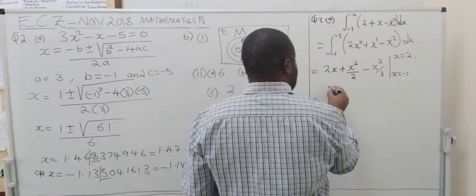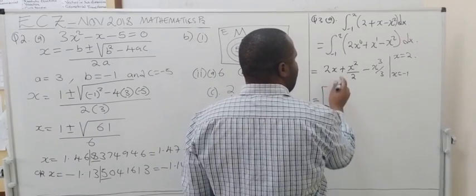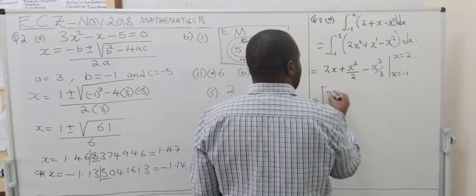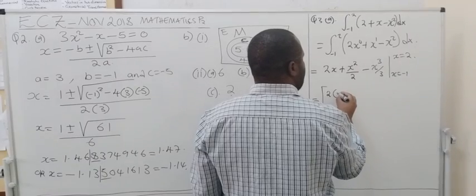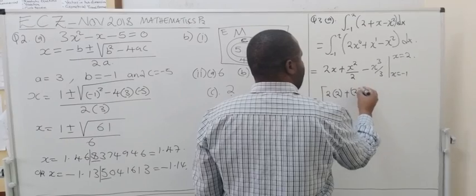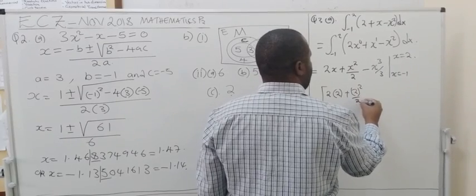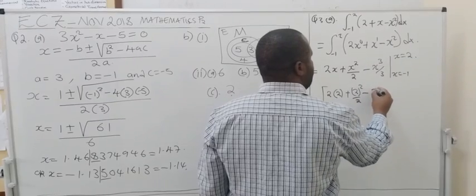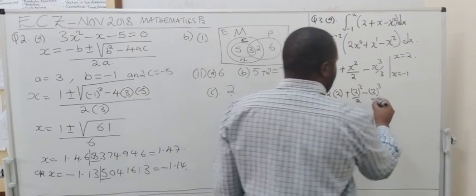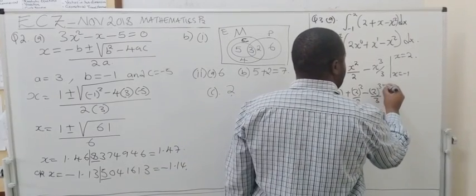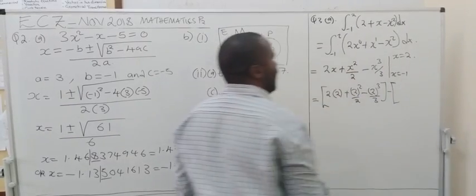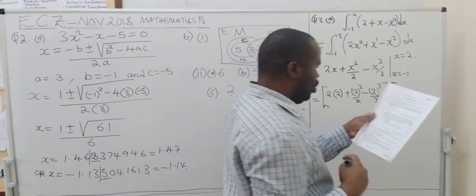So what are we saying? We are saying here when there is x throughout, we put 2. Alright? So we're going to say 2 open bracket. Here I put 2 plus. Here I put 2 to the power 2 over 2 minus. Here I put 2 to the power 3 over 3. Everything minus the same expression, but we put -1.